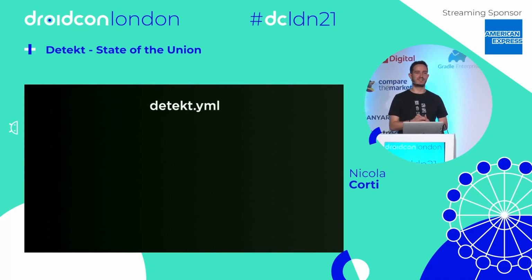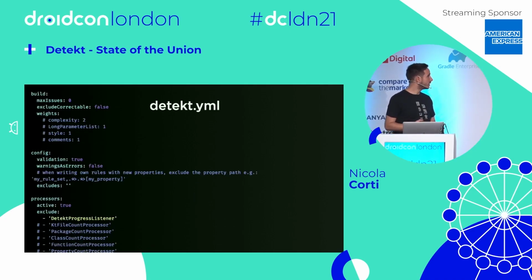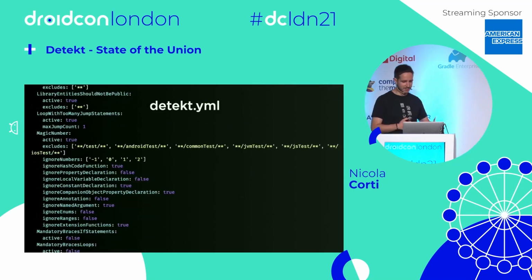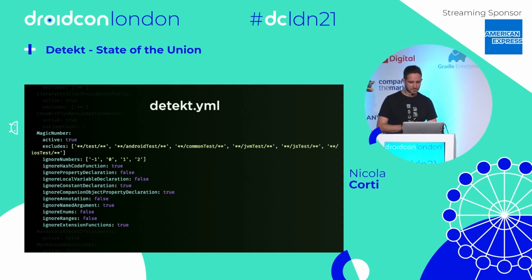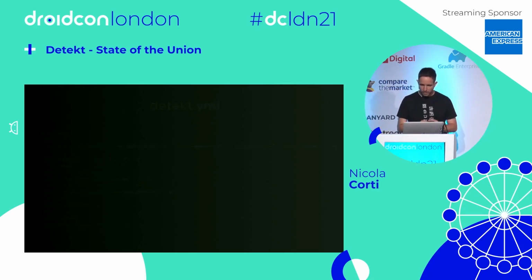So there is a detekt configuration file, a YAML file that generally lives at the root of your project or wherever you want. It has several keys, and for every rule, you have a block where you can specify how the rule should behave. In this case, this is the configuration for magic number. And here you can specify if the rule is active or not. So you can actively enable or disable rules.